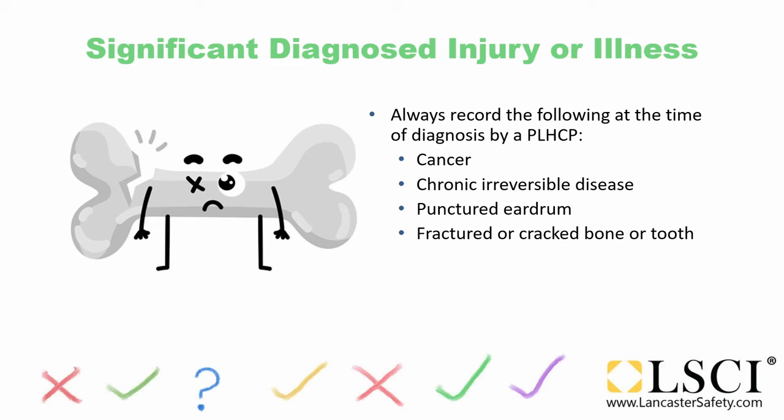In addition, there are some significant progressive diseases, such as silicosis and some types of cancer, for which medical treatment or work restrictions may not be recommended at the time of diagnosis, but are likely to be recommended as the disease progresses. Now, OSHA believes that cancer, chronic irreversible diseases, fractured or cracked bones, and punctured eardrums are generally considered significant injuries and illnesses, and must be recorded at the initial diagnosis, even if medical treatment or work restrictions are not recommended or are postponed in a particular case.